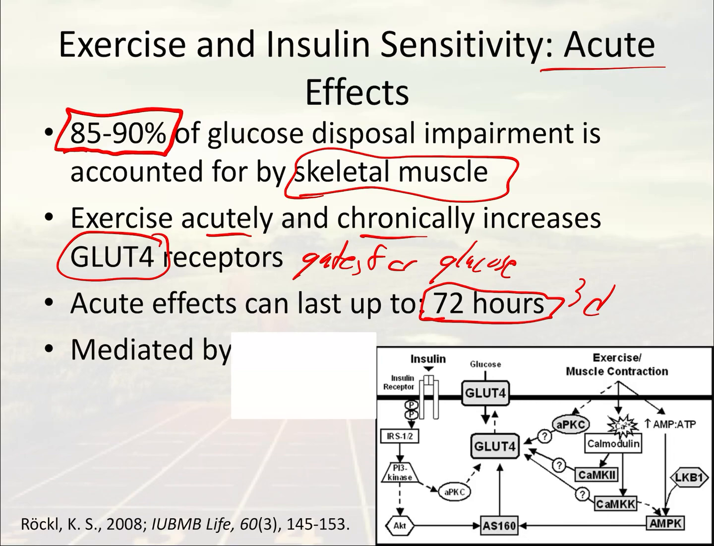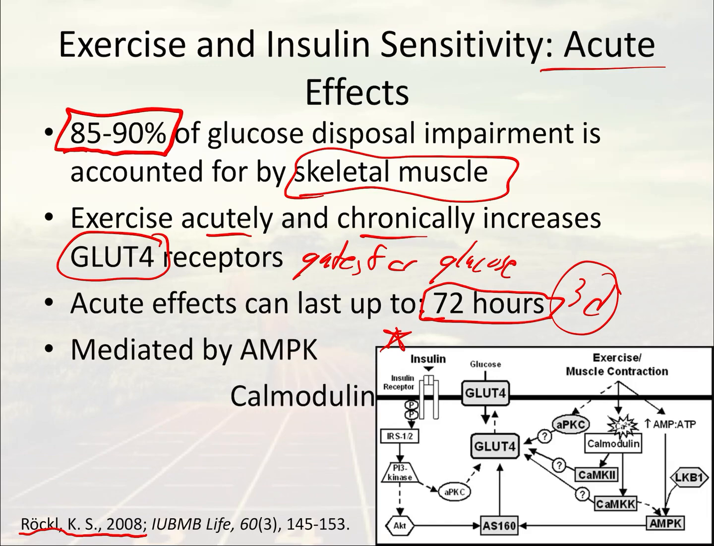So if you know a type 2 diabetic and they say, oh, there's no way I can exercise 5 days a week, that's just way too much, it's asking too much, then tell them to exercise 1 day a week. Then they'll have 3 days of improved glucose control, right? That's a very important thing to know. This article, the Rockwell one, is one I've given you on Canvas. This image comes right from that. So use that to get into the details of how this works.